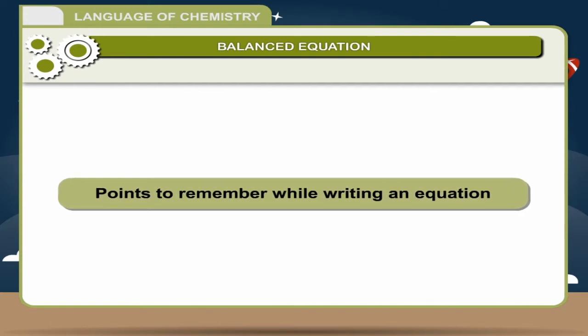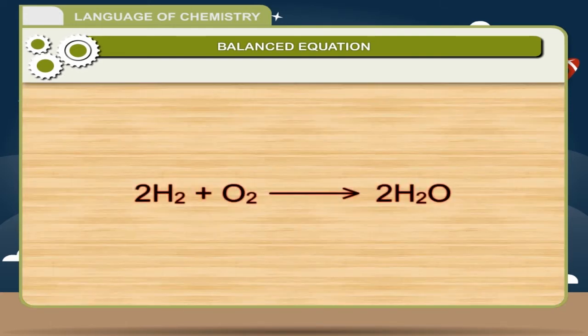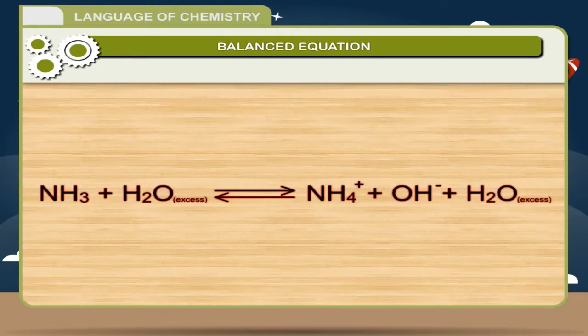Points to remember while writing an equation. Reactants are written on left-hand side. They are separated by plus sign. Product or products are written on right-hand side. They are also separated by plus sign. Between reactants and products, arrow sign is placed to show that reactants form products. In reversible reactions, we place a reversible arrow in place of a simple arrow. It indicates that reaction can proceed in either direction.